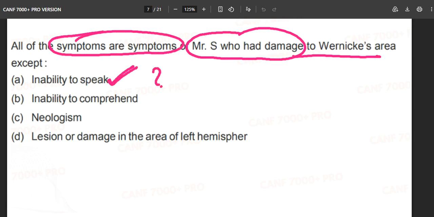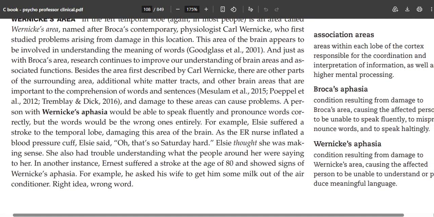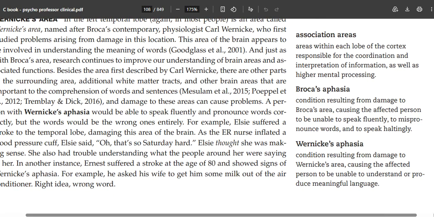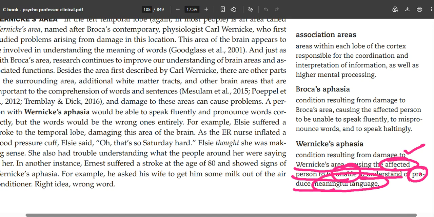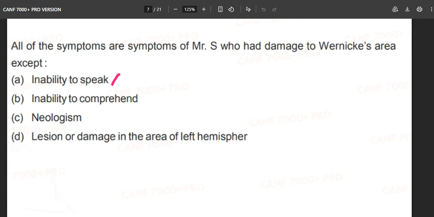Now, for a person who had damage to Wernicke's area, what are the symptoms? Inability to speak. Is it a symptom or not? They have not mentioned speaking fluently, correctly, or anything. You might think they have mentioned Wernicke's aphasia, but they have not mentioned the damage. Here you can see the condition resulting from damage to Wernicke's area, causing the affected person to be unable to understand or produce meaningful language.